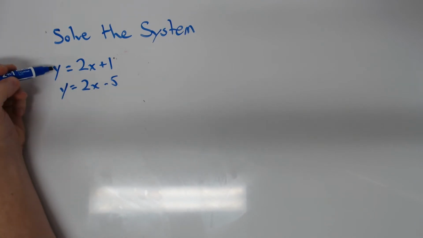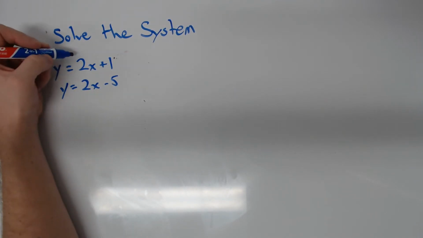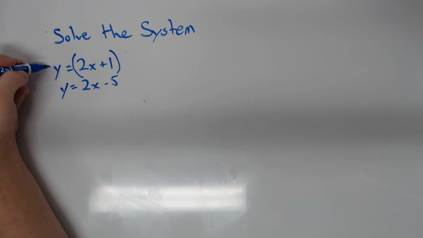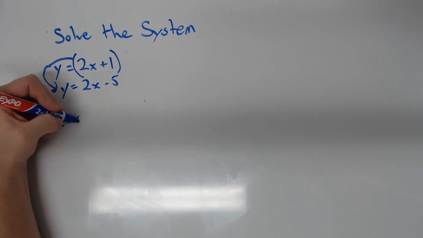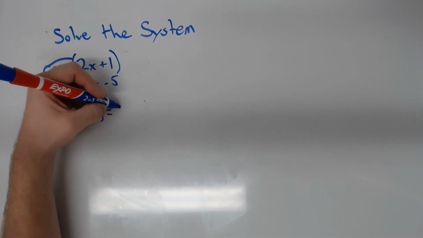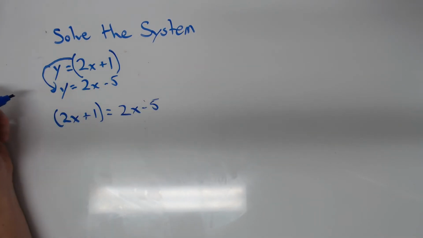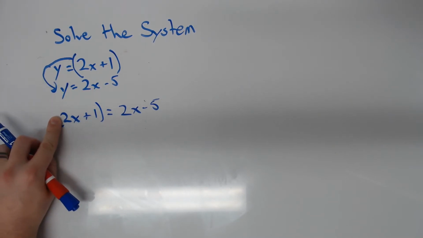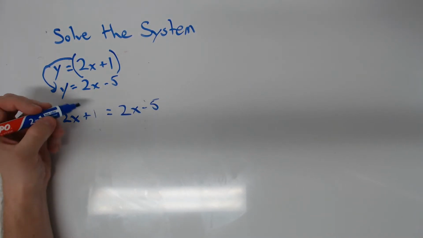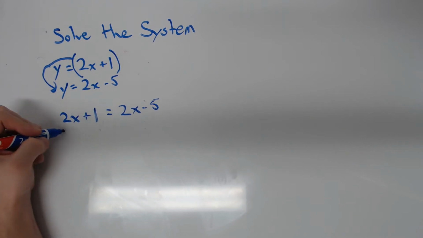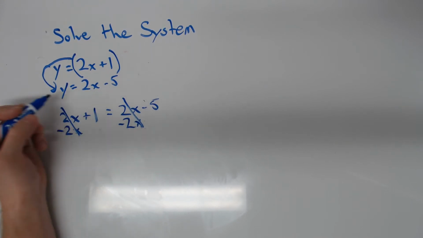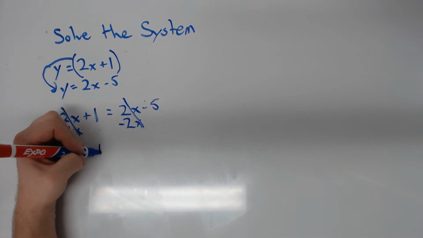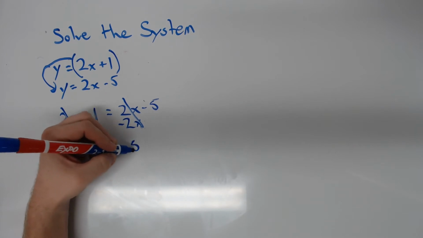The way I'd expect most of us to do this is by using our substitution method. Y equals 2x plus 1. So I'm going to substitute that in for this y. And now I have the equation 2x plus 1 equals 2x minus 5. All right, there's nothing to distribute, so these parentheses don't need to be there. Now let's try to solve this. As soon as I try and subtract 2x to get them on the same side, they both cancel. 0 plus 1 is 1. 0 minus 5 is negative 5.